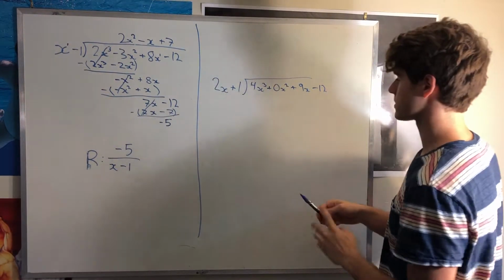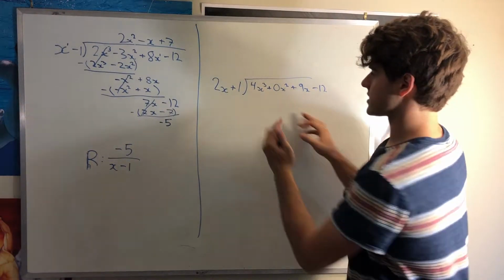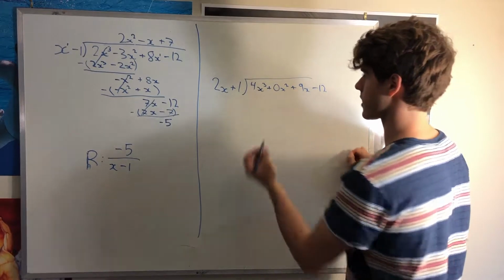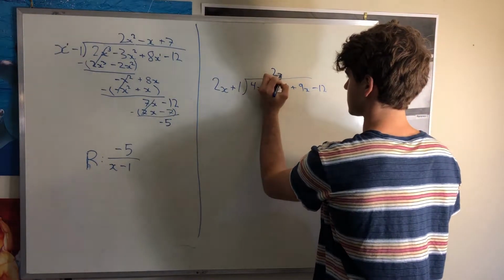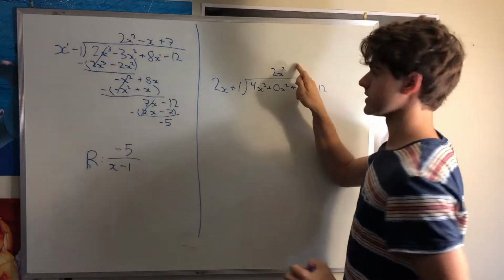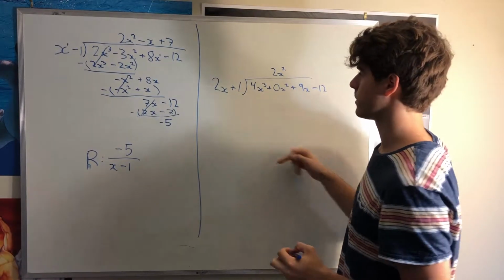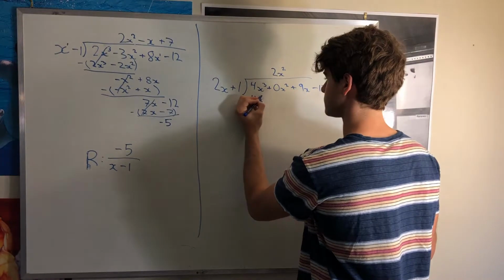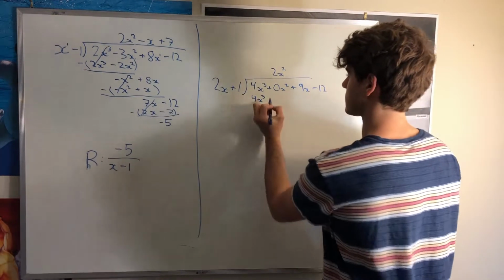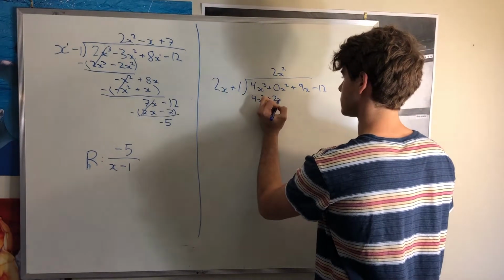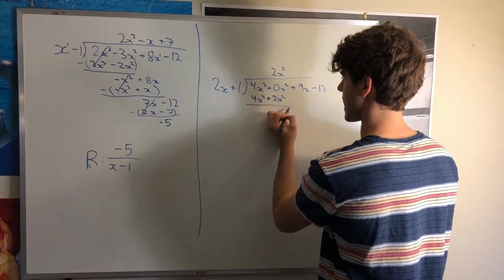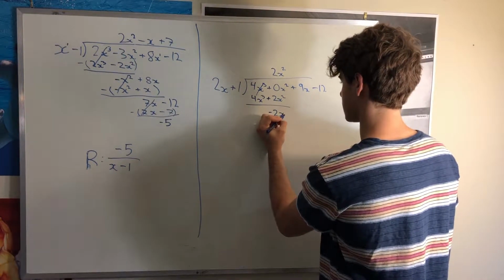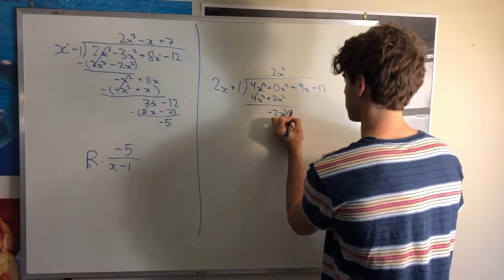Okay, so now we will proceed. 4x cubed divided by 2x is 2x squared, okay? So 2x squared, and then we multiply 2x squared by this binomial. So 2x squared times 2x is 4x cubed plus 2x squared. And then we subtract, so these will cancel out, and then we'll have negative 2x squared. All right, and we bring down our plus 9x.